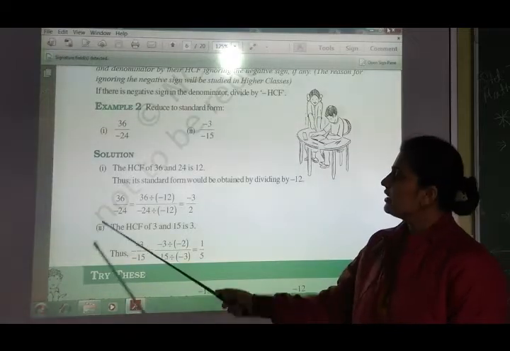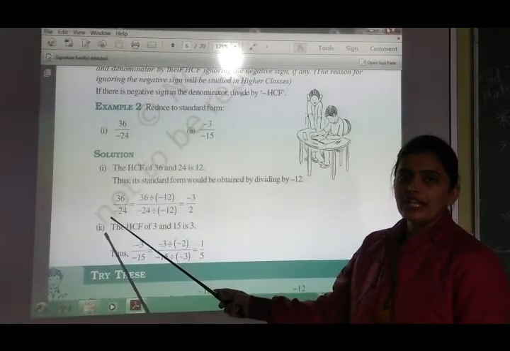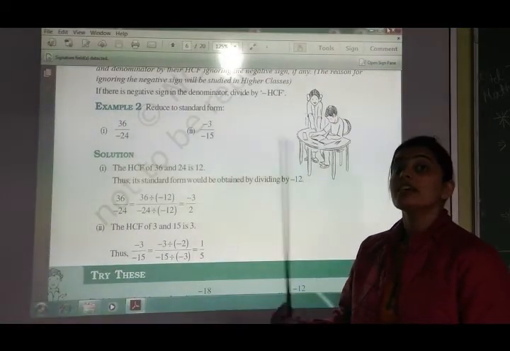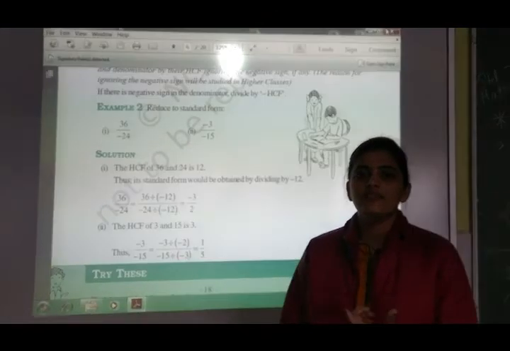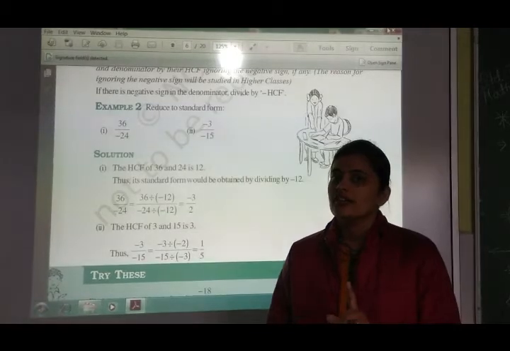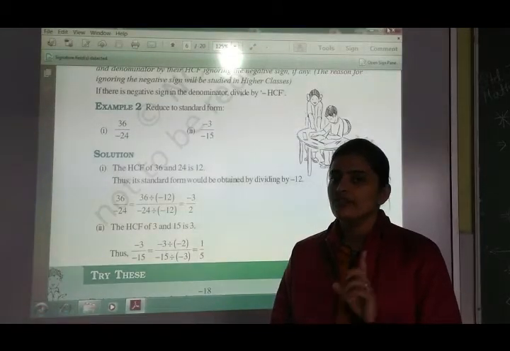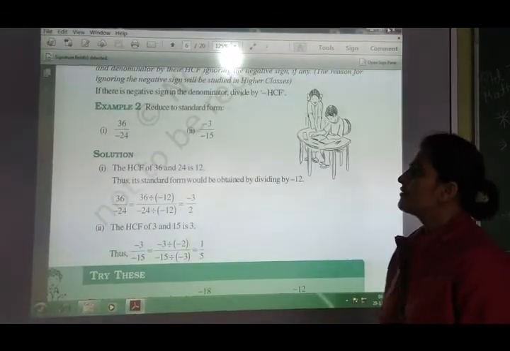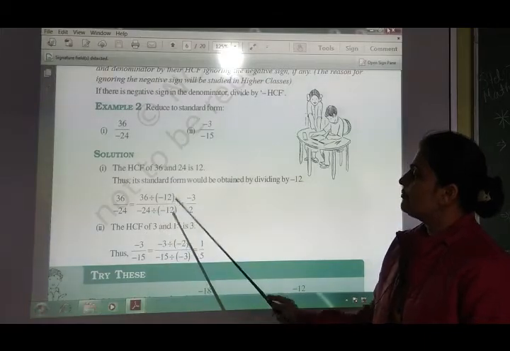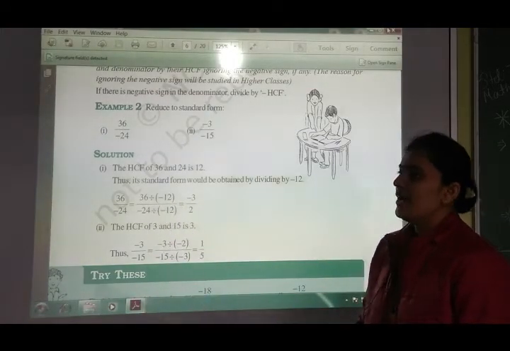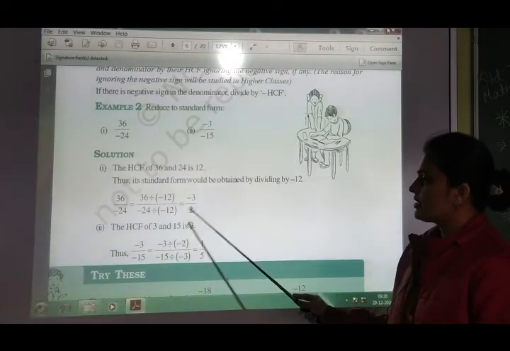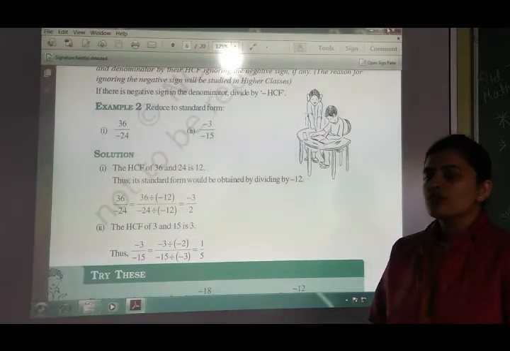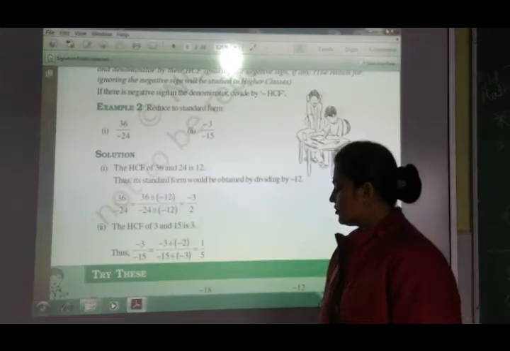Why? Because here the denominator has a negative sign, and we need it in the numerator. We have studied that in standard form, the numerator should be the negative one. The denominator can't be negative. So to make that, we will divide by minus 12. So the answer will be minus 3 by 2. Similarly, the next one you can do on your own.